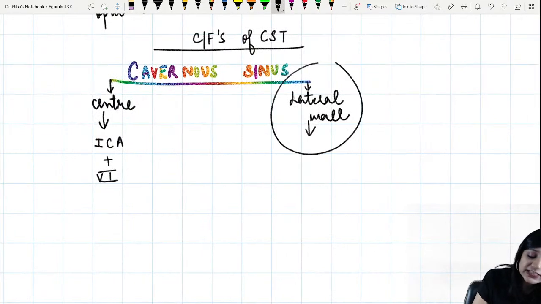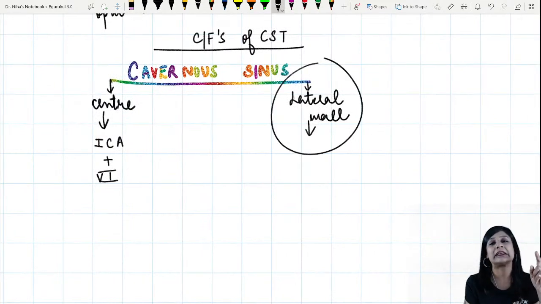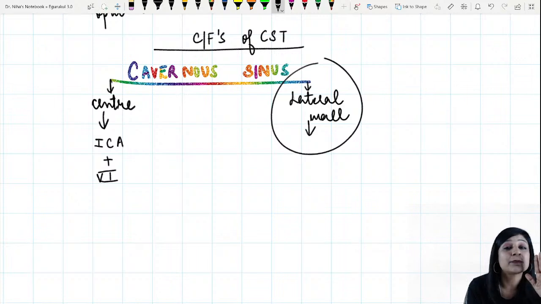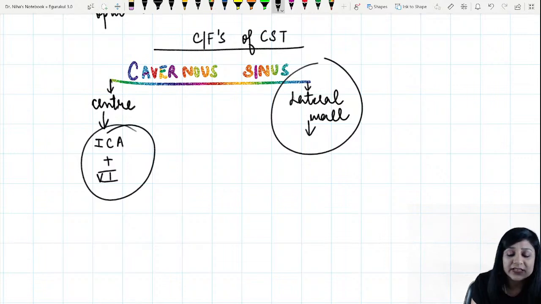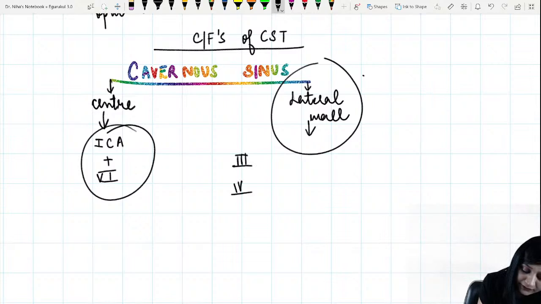Lateral wall. These are small things where we actually make mistakes, and that is why we end up making silly mistakes. The basics should always be correct. The center has the internal carotid artery plus the sixth nerve. The lateral wall has the third nerve, fourth nerve, and the first and second divisions of the fifth nerve.